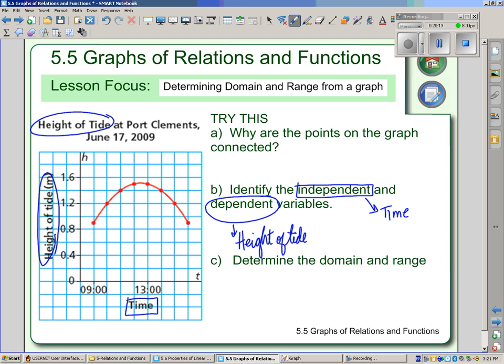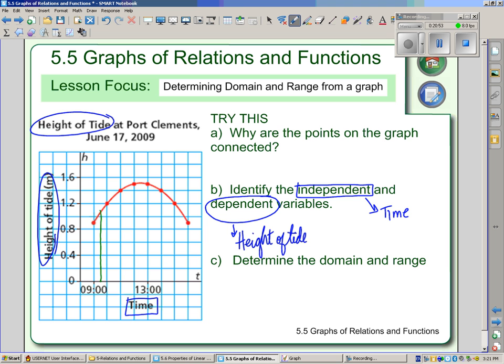Why are the points on the graph connected? Because we're dealing with continuous data. Does it make sense to have meaning between those two points? So if I am looking at 9:30, 9:30 would be here. Does it make sense to have 9:30? Yeah, it makes sense to have 9:30. Does it make sense to say that the tide is between 0.8 and 1.2? Right, so it's actually more than 1 meter, right?